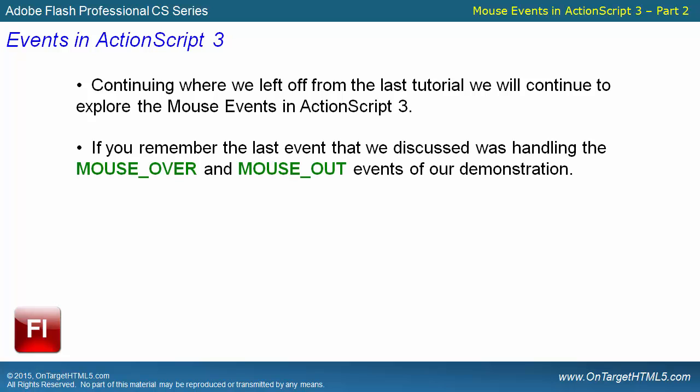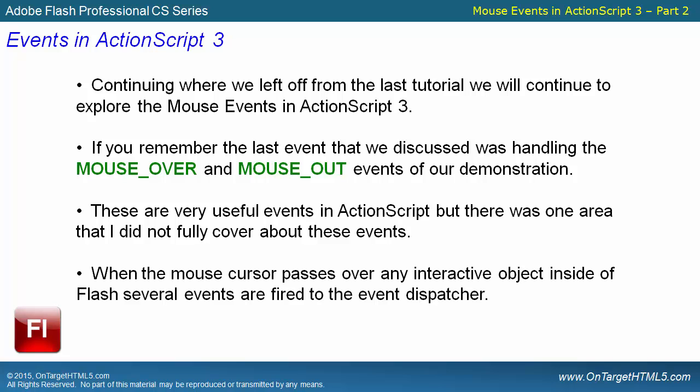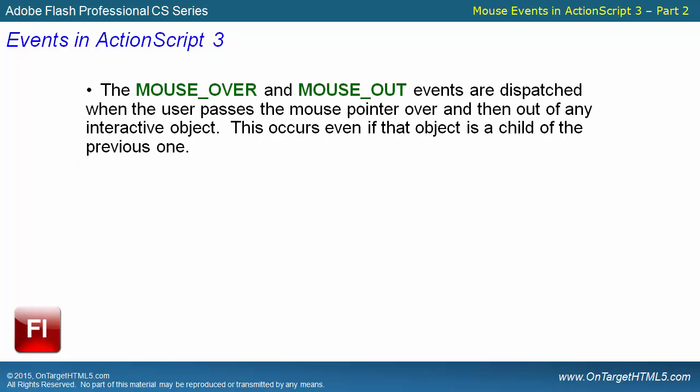If you remember, the last event that we discussed was handling the mouse over and mouse out events of our demonstration. These are very useful events in ActionScript, but there was one area that I did not fully cover about these events. When the mouse cursor passes over an interactive object inside a Flash, several events are fired to the event dispatcher. The mouse over and mouse out events are dispatched when the user passes the mouse pointer over and then out of any interactive object. This occurs even if that object is a child of the previous one.